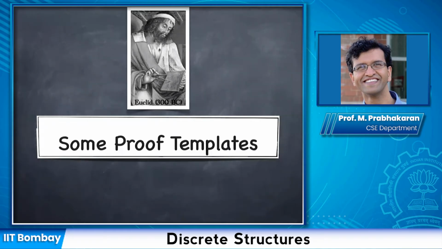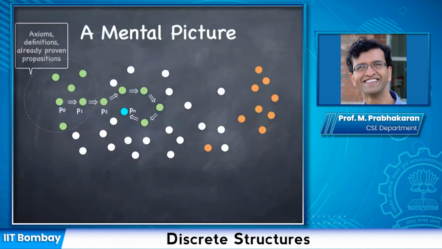Now we will see some proof templates for various common kinds of statements or propositions. So remember, this was our picture of what a proof looks like. You start with some propositions that are already proven or are the axioms and definitions in the system, and you make deductions at each step using any of the previously available propositions to get an implication to the next proposition in the sequence until you hit the last proposition, which is what you wanted to prove.